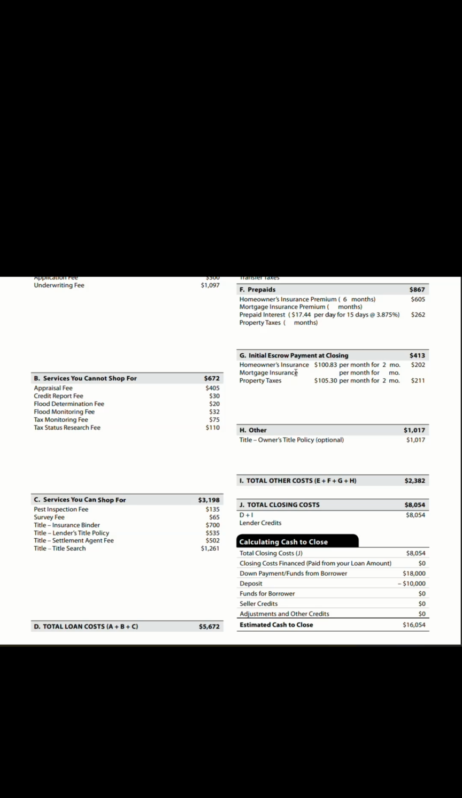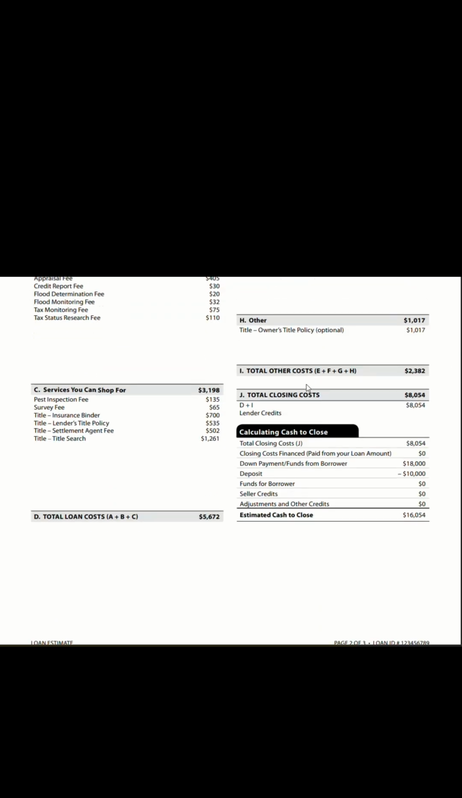And then here's the escrow. So prepaids pay for stuff that's coming due this year. Escrow is building up an account for things due next year. So homeowners insurance, collect 2 months. Property taxes, they're collecting 2 months. So it's going to put about $400, $413 in that escrow account. So next year, come renewal, there'll be more than enough money in there and there won't be a shortage.